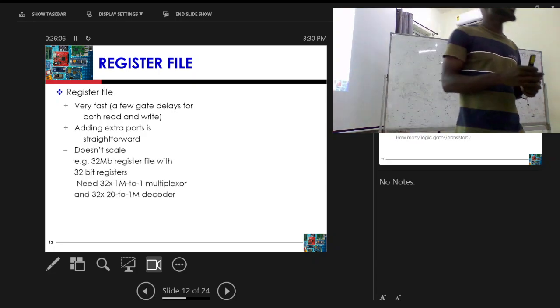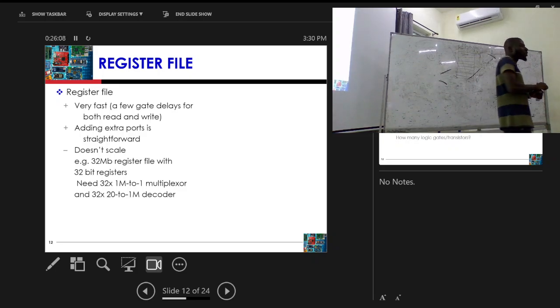But here the issue is that we cannot store large quantities of data in the register file. Once you are storing large quantities of data, it means that you are using very huge decoders and huge multiplexers and stuff like that. So if I have a 32 megabyte register file, how many address lines are there?